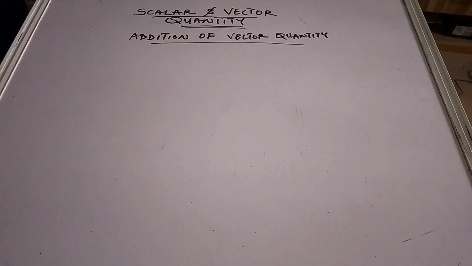So the next thing is we want to look at addition of vector quantities. If you have different vectors acting together, how do we add vector quantities? When we add vector quantities, the result we get is called the resultant vector.